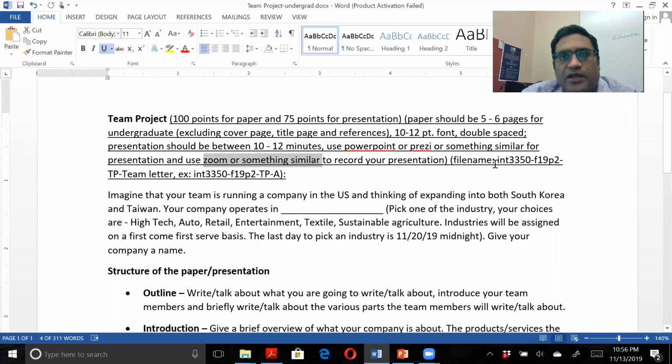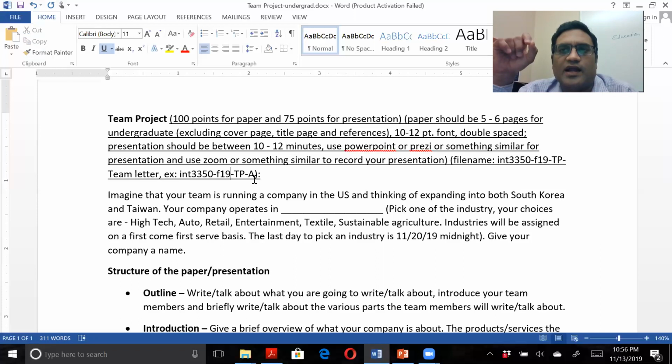Also, make sure you name your file like this: INT3350 is this course, fall 19, TP is team project, and then your team letter. So if you're team A, you're going to name it team A. The reason for that is it's much easier for me to download all the files and grade them properly.